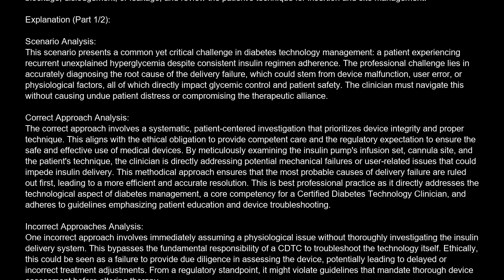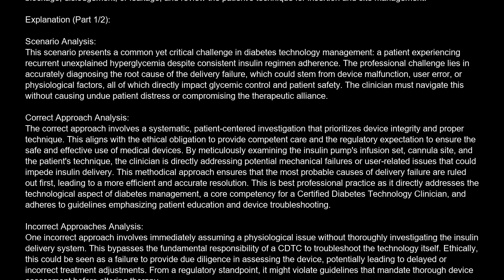Explanation. Scenario analysis. This scenario presents a common yet critical challenge in diabetes technology management: a patient experiencing recurrent unexplained hyperglycemia despite consistent insulin regimen adherence. The professional challenge lies in accurately diagnosing the root cause of the delivery failure, which could stem from device malfunction, user error, or physiological factors, all of which directly impact glycemic control and patient safety. The clinician must navigate this without causing undue patient distress or compromising the therapeutic alliance.